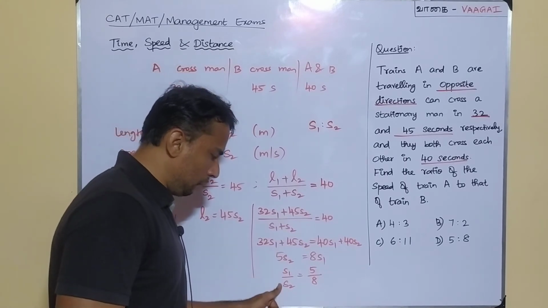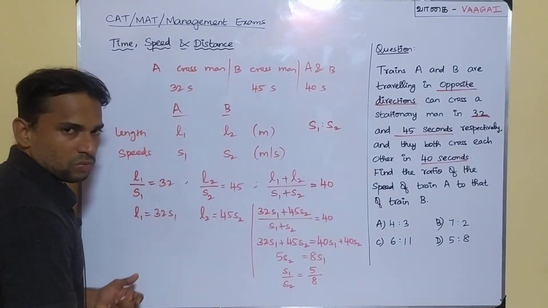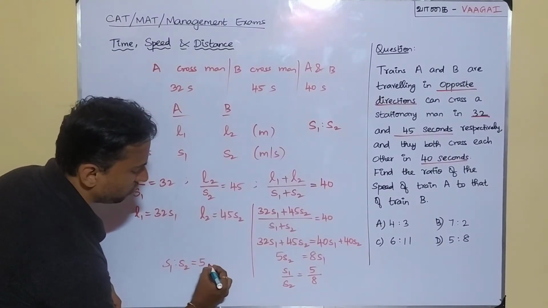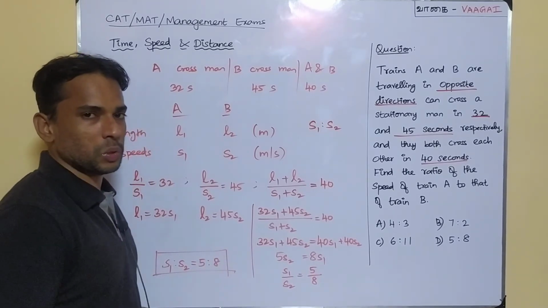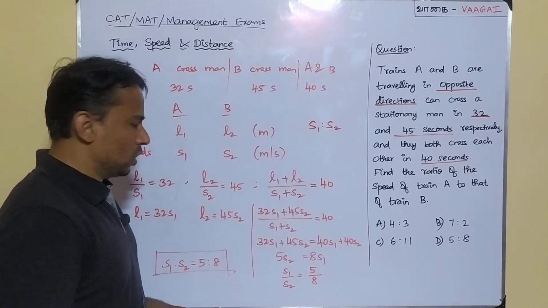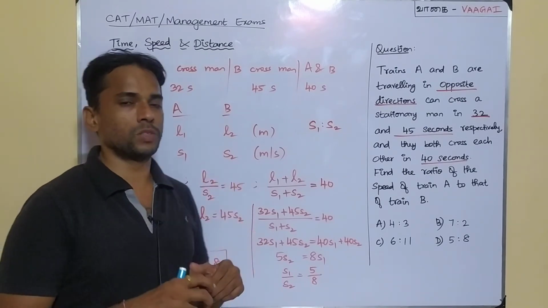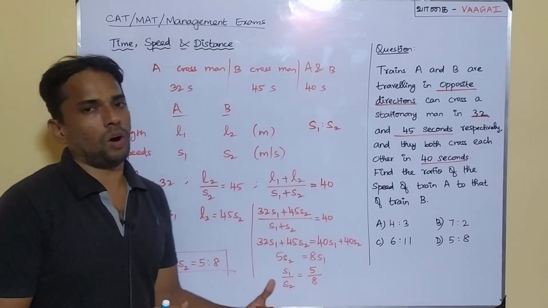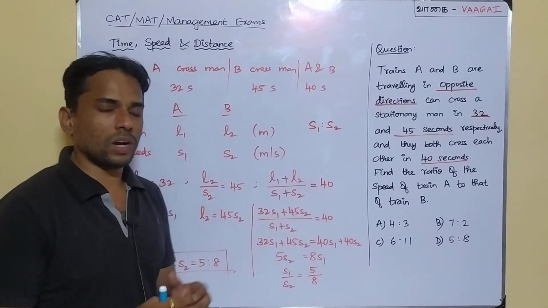So we'll have S1 by S2 is equal to 5 by 8, and obviously we got S1 by S2 is equal to 5 by 8. So that means S1 is to S2 is going to be 5 is to 8, and that's going to be the answer for this question. So interestingly we got the answer. We tried to replace everything and we got everything in terms of speeds of the two trains, and that helped us get the ratio of the speeds of the two trains. And this is going to be the solution of this problem through a conventional way.